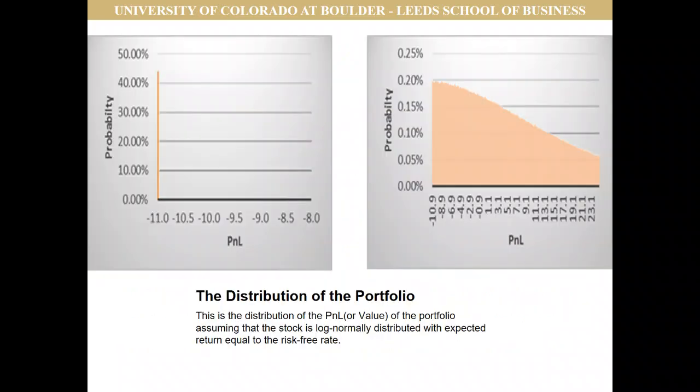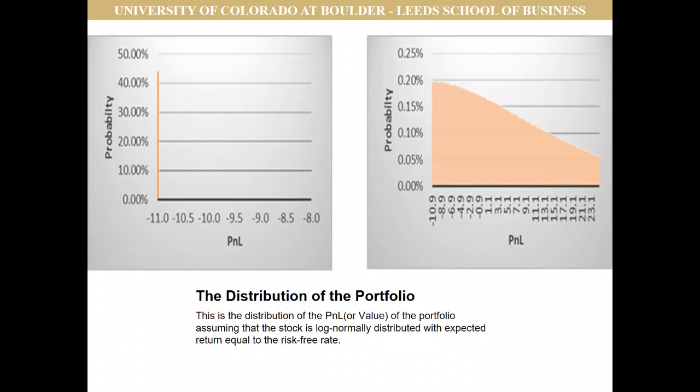Now, this picture was created by assuming this is a distribution of the P&L, or value in this particular case, because it started at 0. So this is a distribution of the P&L of the portfolio, assuming the stock was log normally distributed with expected return equal to the risk-free rate. Now the picture on the left is interesting. Basically, about 45% of the time, you lose that $10.99.